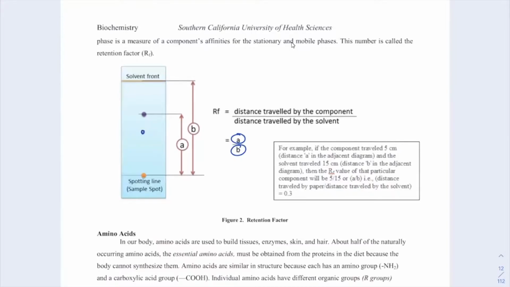Because they will all have a different relationship with the polarity of the paper that they're plated on versus the polarity of the eluent, they will all have a unique RF, retention factor, and that will determine their identity. So we'll be able to use that to identify an unknown by comparing knowns to another unknown spot, seeing if their RF is the same, and then identifying that unknown.